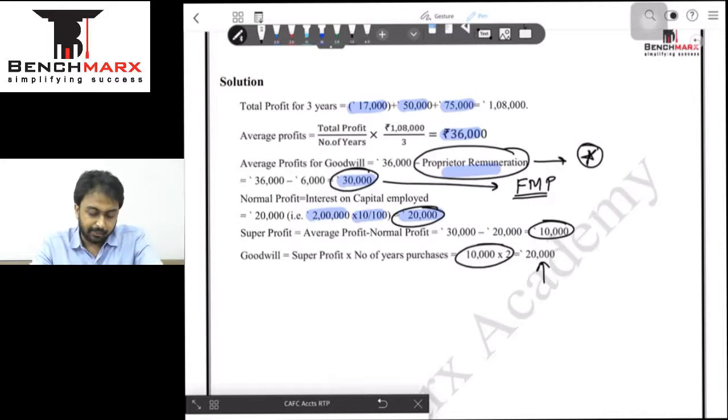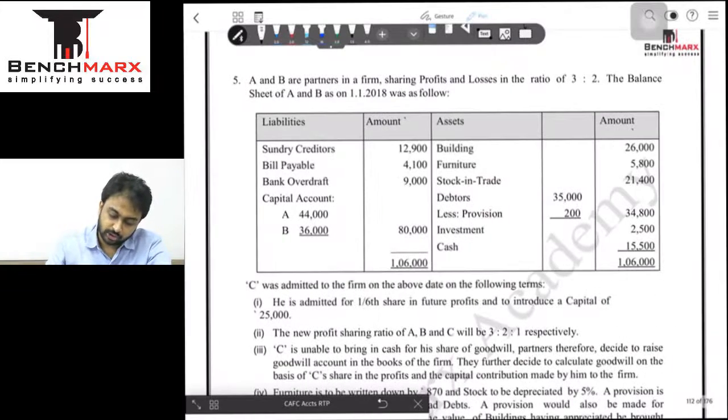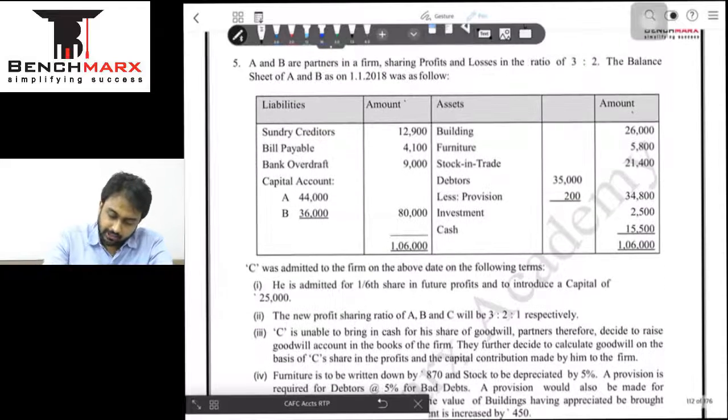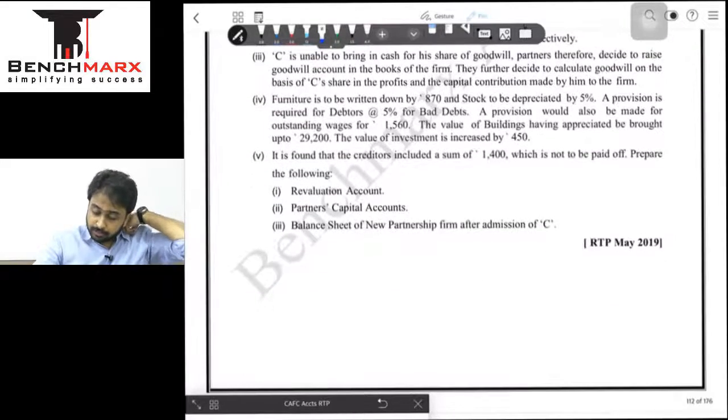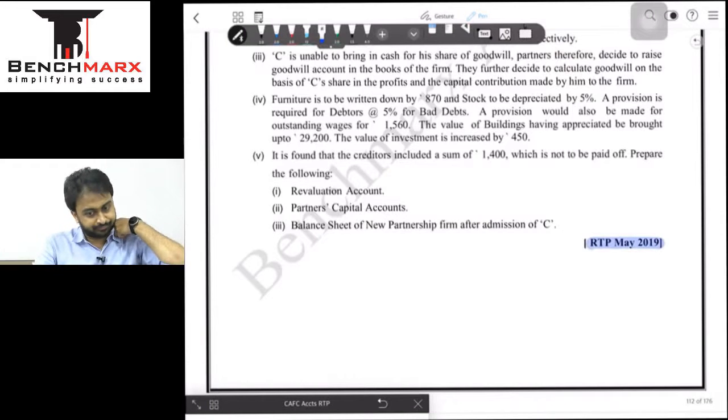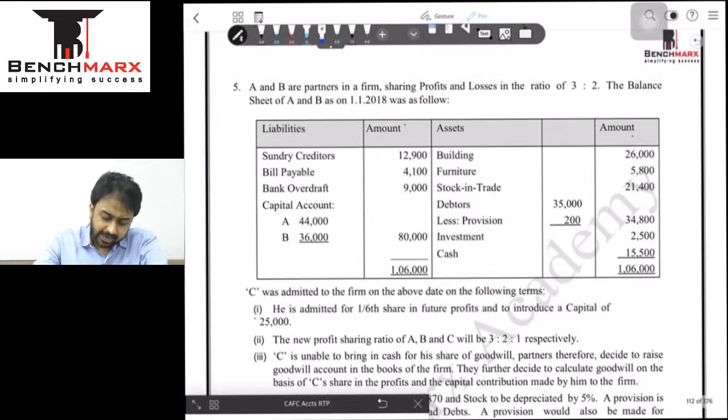Okay, that was question number 4 as well. So 1 is done, 2 and 3 were repeat questions, and 4 is just now done. We will now hop towards question number 5. Should we start? Yes, so let us start with question number 5. This appears to be from the May 19 RTP. Let us start, please. A and B.